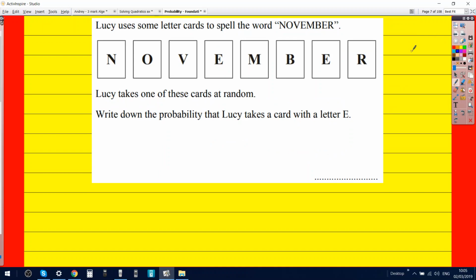Alright, we'll do one of these. Is it 2 over 8? Yeah, and you don't need to simplify probabilities.